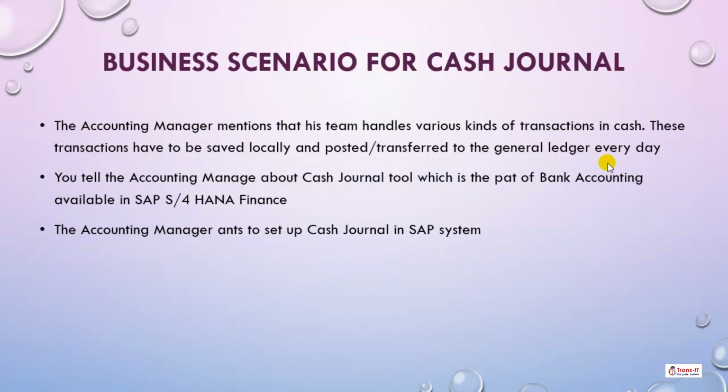What is the business scenario for cash journal? The accounting manager mentions that his team handles various kinds of transactions in cash. These transactions have to be saved locally and posted to the general ledger every day. You tell the accounting manager about the cash journal tool, which is part of bank accounting available in SAP S/4HANA Finance. The accounting manager wants to set up cash journal in the SAP system.